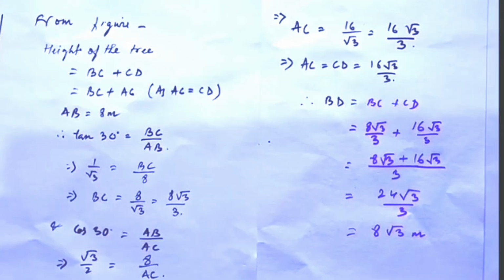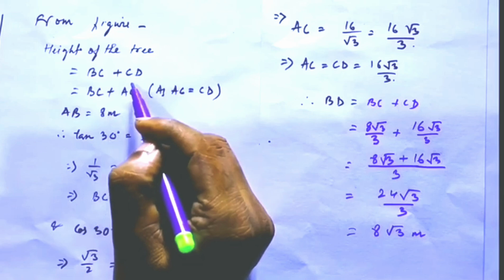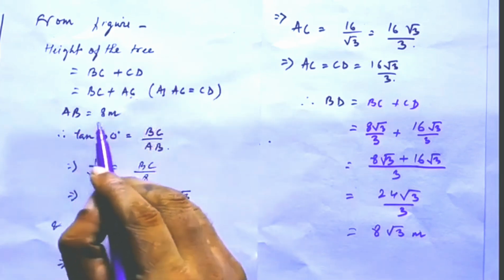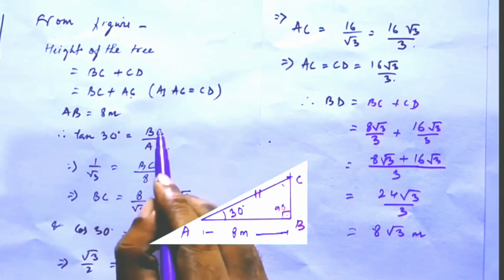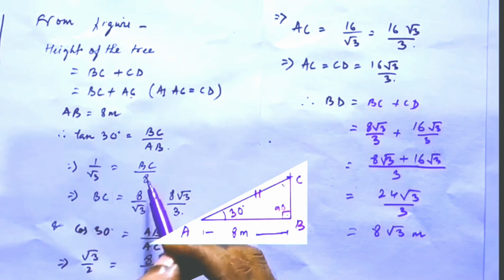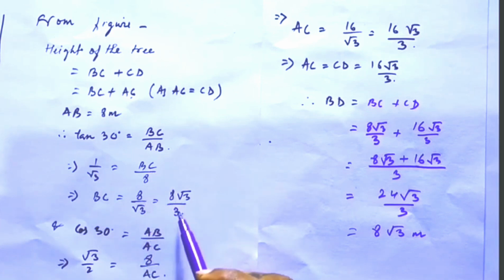Now in general form, from the figure we write height of the tree is BC plus CD. So BC plus CD, CD is equal to AC, so BC plus AC we write, and AB is given 8 meter. Therefore tan 30 equals BC by AB. So tan 30 is 1 by root 3, BC by AB is 8 meter, so BC we found is 8 by root 3, so it is 8 root 3 by 3.